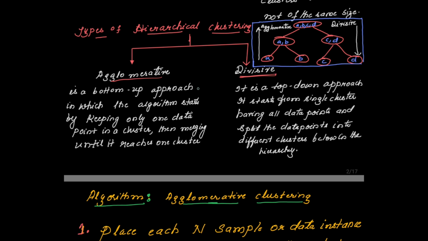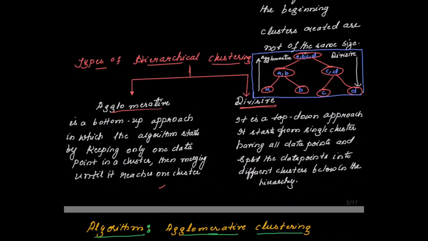Agglomerative is a bottom-up approach in which the algorithm starts by keeping only one data point in a cluster and then merging until it reaches one cluster. Divisive is a top-down approach. It starts from a single cluster having all data points and splits the data points into different clusters below in the hierarchy. So here you can check the difference.